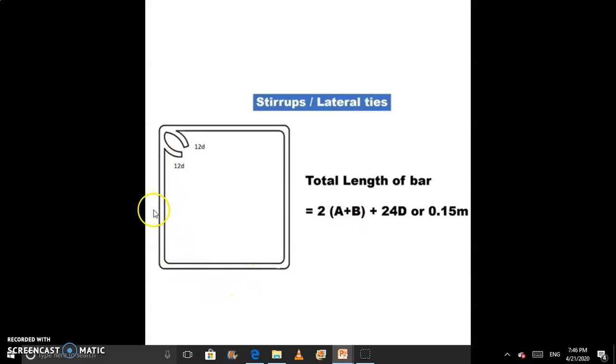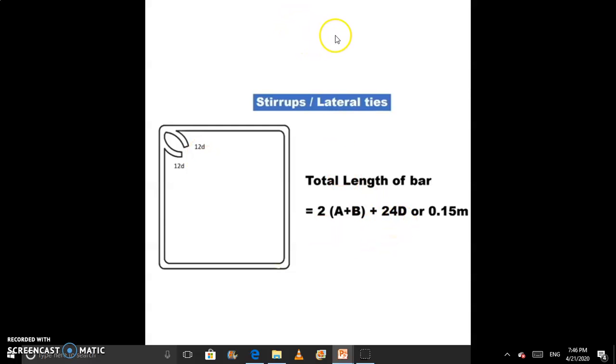So here we have 1a, 2a, and here we have 1b and 2b. That's why here we multiply with 2. And this is our hoop length. So here hoop length is the 12d and 12d. That's why here we write 12d plus 12d is equal to 24d.